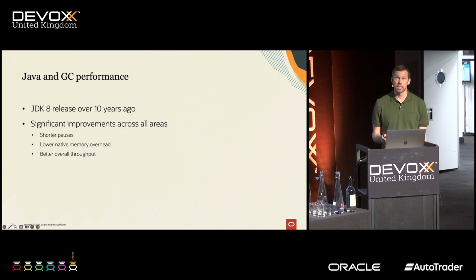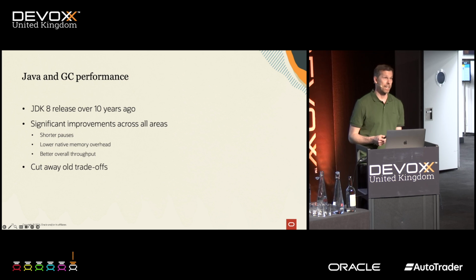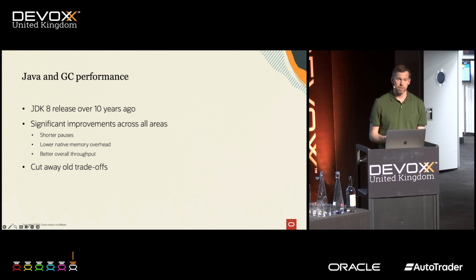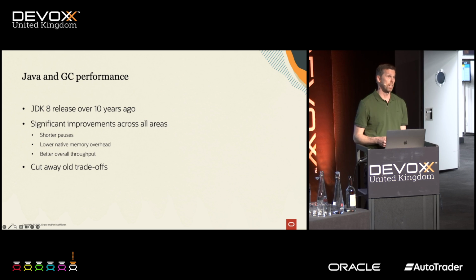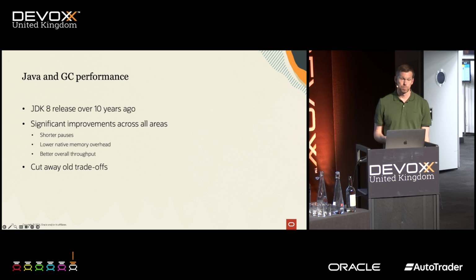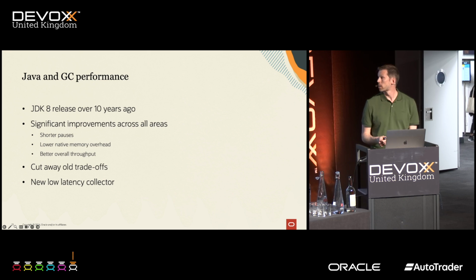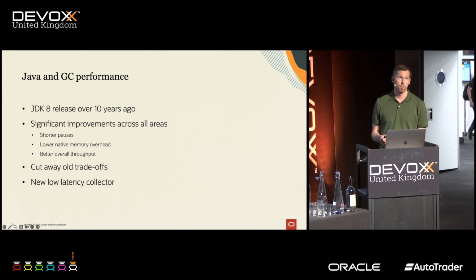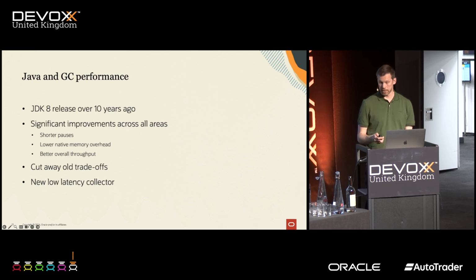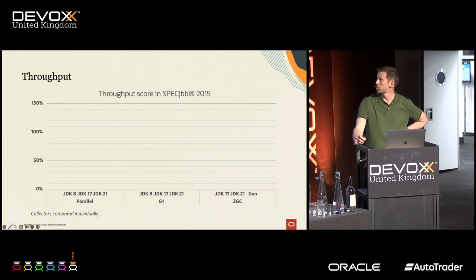And you might remember that I said it's very hard to optimize for all these aspects at once: throughput, latency, and footprint. And the way we've been able to do this is that we've been able to come up with better trade-offs than what we did in the past. So we've cut away some old trade-offs, come up with new ways of implementing things to avoid a lot of performance hits. And of course, one of the big things compared to JDK 8 is that the Java platform now has low latency collectors, which makes Java suitable for even more use cases. So that's pretty great. Now let's move over and look at some charts.